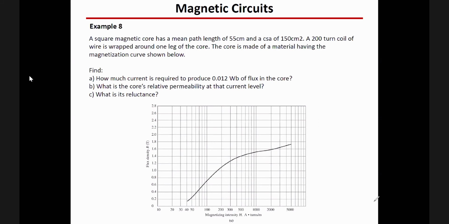The other remaining questions, we already answered them. What is the core's relative permeability at that current level? Well, once we have B and H, mu R will be equal to B over mu naught H. What's the reluctance? Once you have mu R, you can find the reluctance. Okay? Any question regarding this?